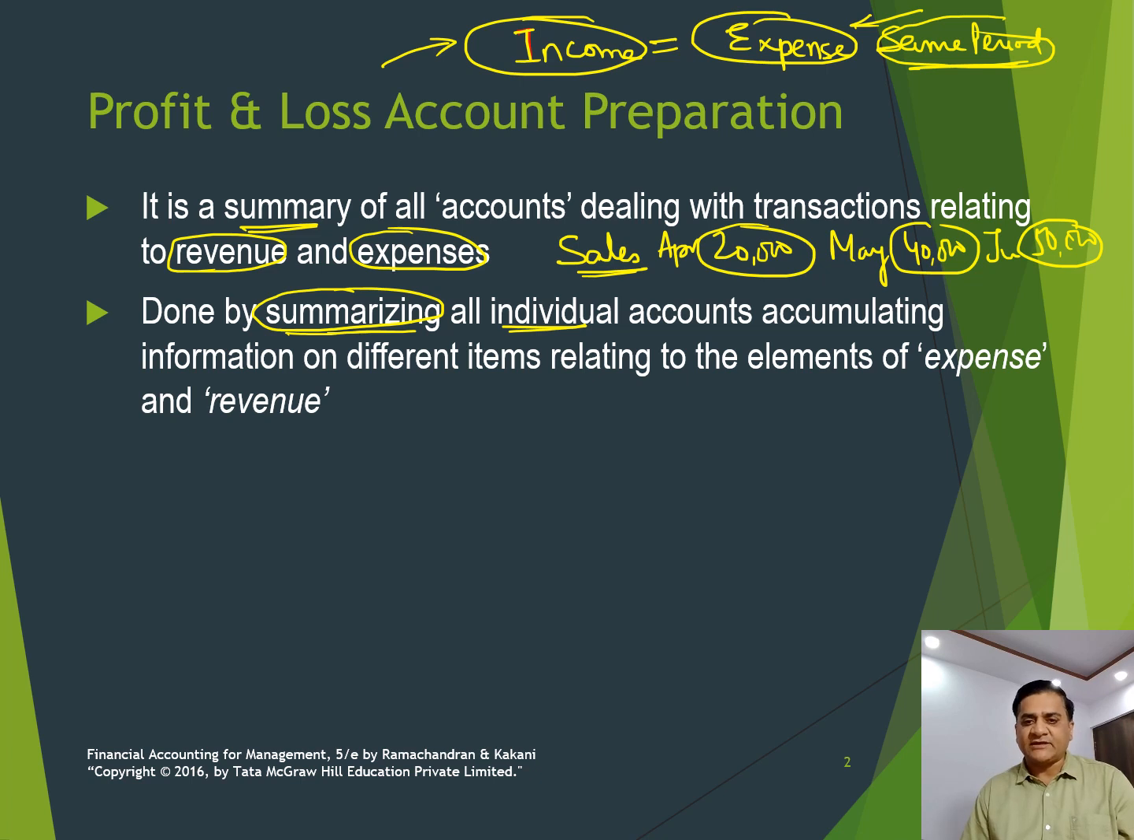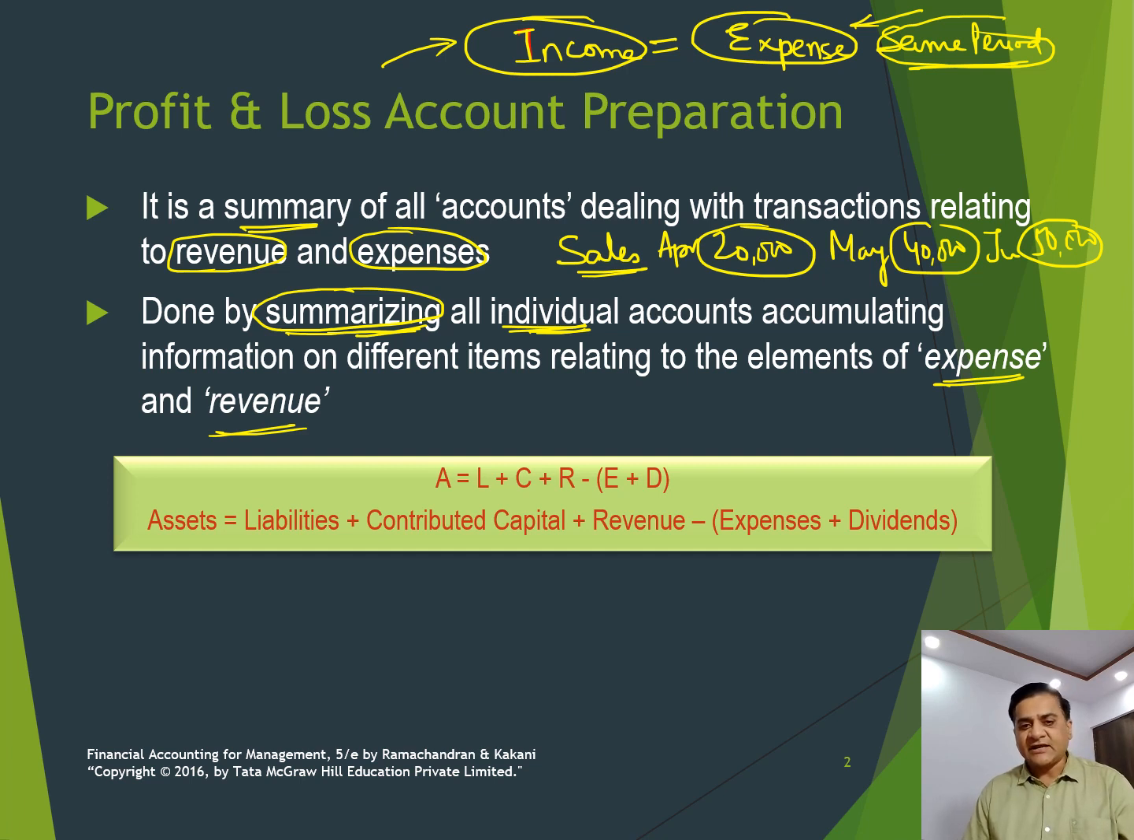Similarly, the expenses, say for example rent paid in the month of April 10,000, May 10,000, June 10,000. I paid rent from April till March, 10,000 every month. So at the end of the year, I would say rent expenses were 1,20,000, 10,000 into 12. Or if I paid salary of 5,000 a month, I would say salary expenses for the period would be 60,000, which means I would be totaling all the individual accounts and then showing it under the head expense or the revenue, right?